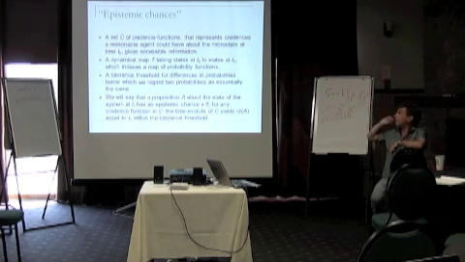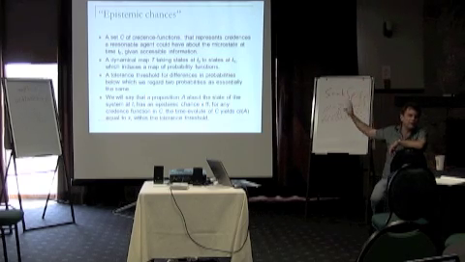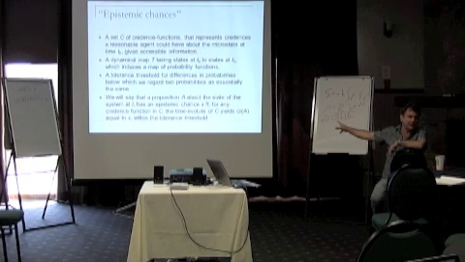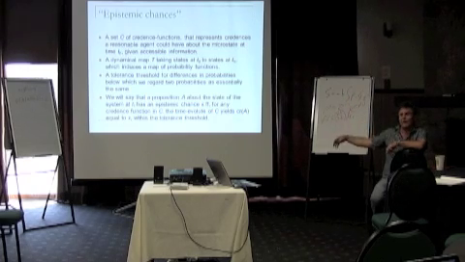Yeah. Given a dynamical map, then fix a set C, there's going to be a set of epistemic chances relative to C. Change C, you get a different set of epistemic chances.